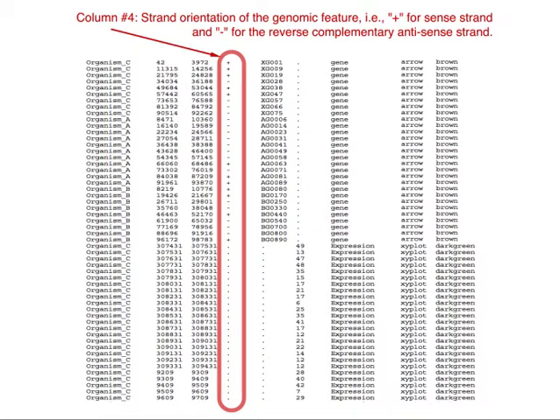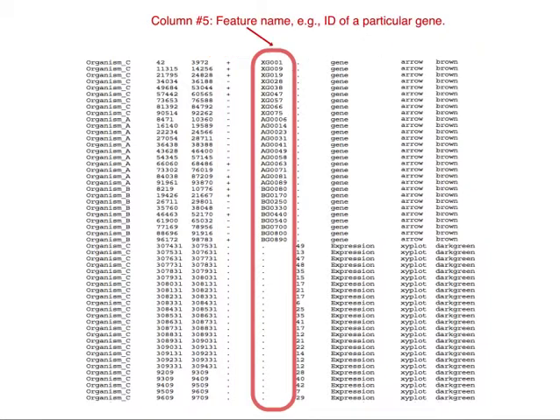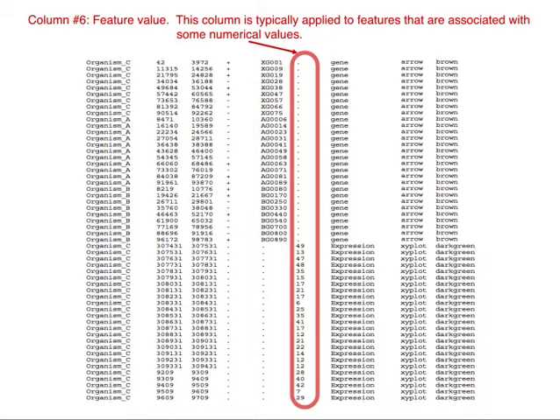For example, a plus sign is used for a sense strand, and a negative sign is used for the reverse complementary anti-sense strand. Column 5 stores the feature name, for example, the identifier of a particular gene. Column 6 stores the feature value. This column is typically applied to features that are associated with some numeric value. For example, microarray hybridization intensity for measuring gene expression level, which can be used for an XY plot.